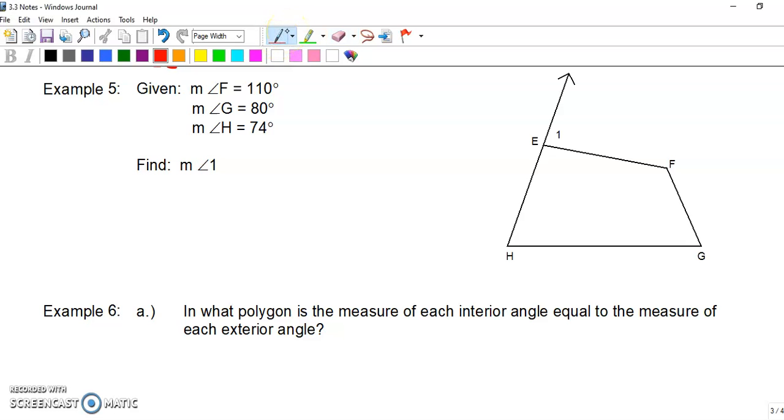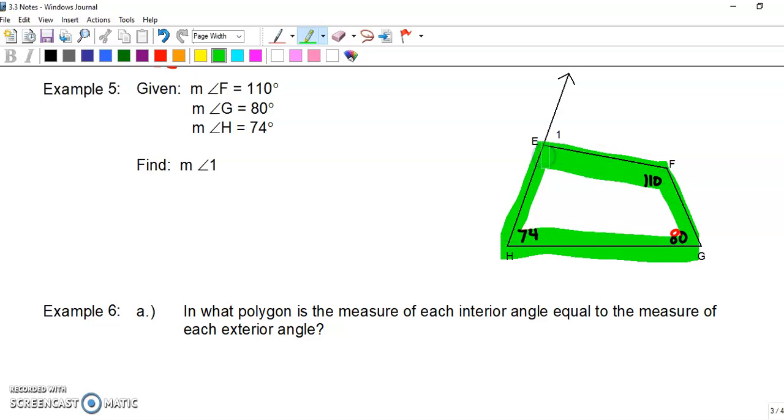So in this diagram, we've got some information that we need to label. Angle F is 110 degrees, angle B is 80 degrees, and H is 74. The first thing we need to know is, how big is this interior angle E? Because it's a quadrilateral, we know that the sum of its interiors is 360. So what I already have is 110, 80, and 74. If I add that all up, that's 264.